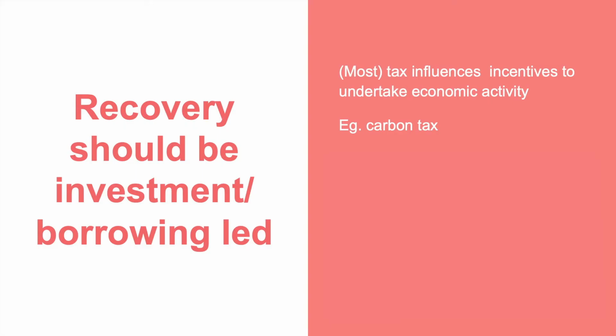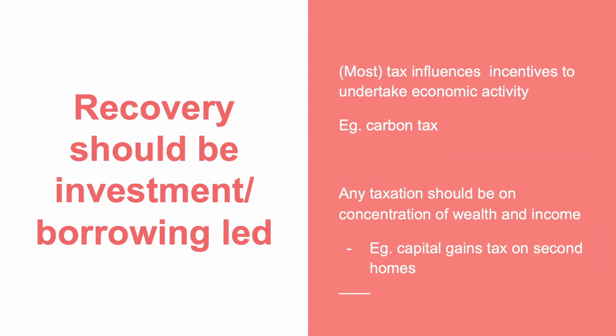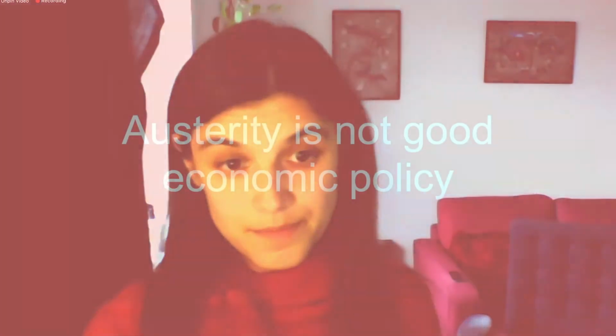And any taxation should be on concentrations of wealth and income. So one area that might look like, for example, is a capital gains tax. So a gain on profits you might get from second homes. That kind of thing doesn't really tax the kind of productive economic activity that the government might want to encourage, but rather taxes unproductive gains that you get just from holding wealth.